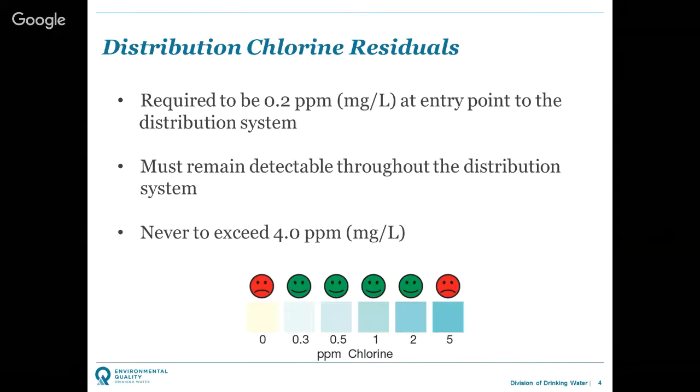So the residual amount required at the entry point to the distribution system is 0.2 parts per million, which is the same as milligrams per liter. And this has to remain detectable throughout the distribution system. So when you're testing the far ends of the distribution system, you want to be detecting some level of chlorine residual. There is a maximum. The maximum is to never exceed 4.0 parts per million, which is also milligrams per liter. So you want to keep it in that green happy face range between 0.2, something that's detectable, to 4.0.